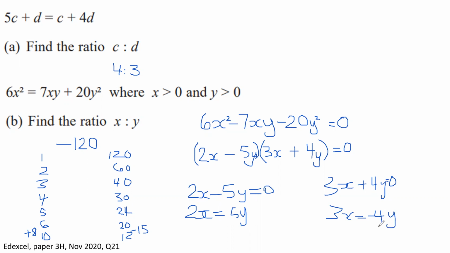Obviously in this one, we've got a negative number, so we know that that can't be correct because we need them both to be positive. Whereas on this side, we've got both of them with positive values, so we know that that's what the ratio is going to be. So the ratio of x to y is 2 to 5, because we've got 2x equals 5y. So that's the answer to that question.